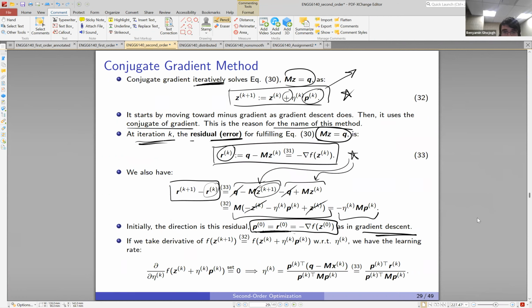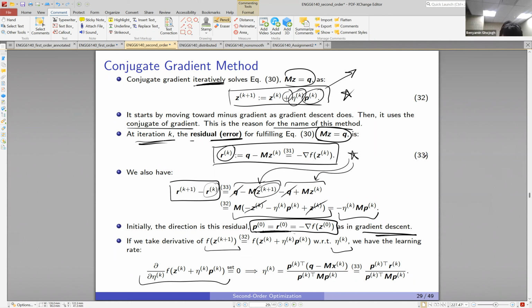Also, it finds eta, because it wants to find the best learning rate for its update here in equation 32. For doing that, it takes the derivative of f(z_{k+1}) with respect to eta_k. So it wants to find the best eta. For doing that, it takes the derivative and sets it to 0, as we do in high school, right? According to the first order optimality condition. And if you do that, eta_k becomes this.